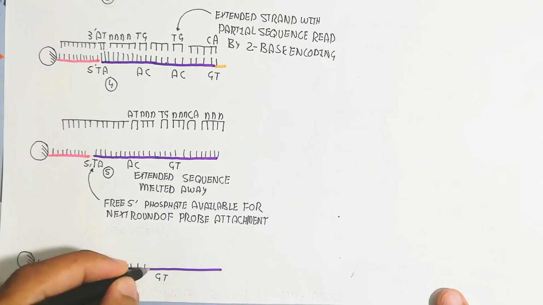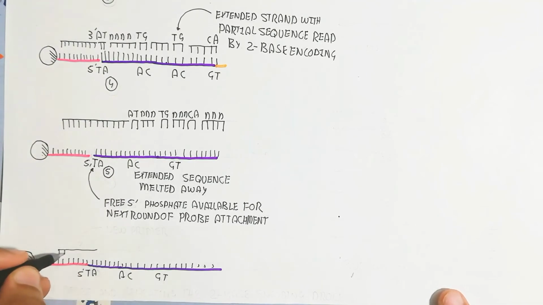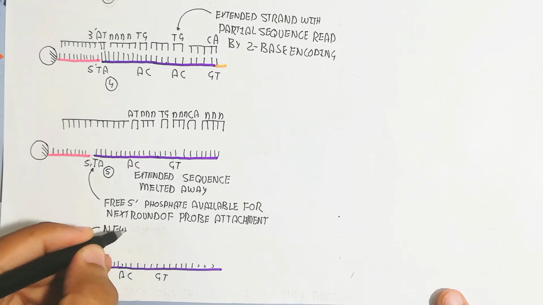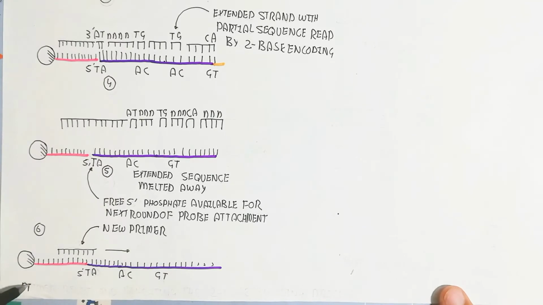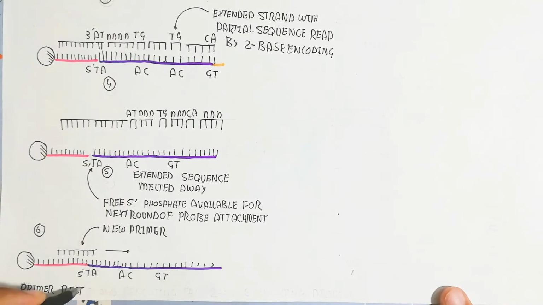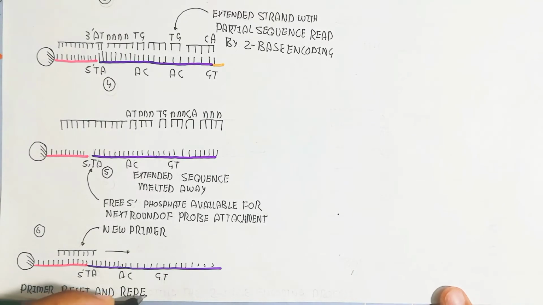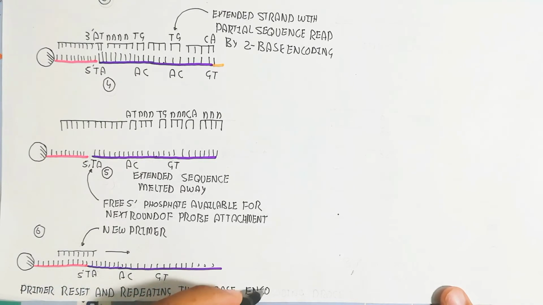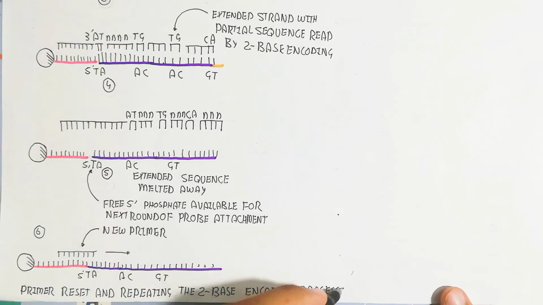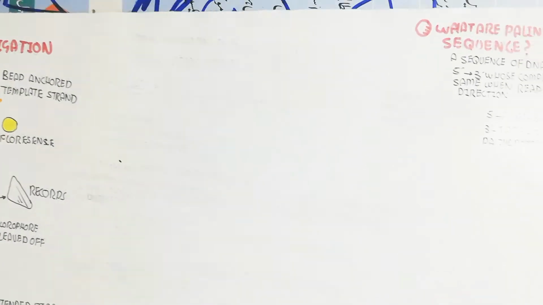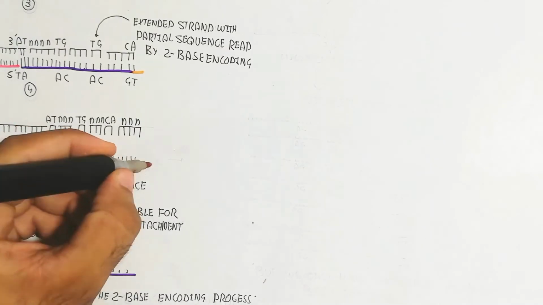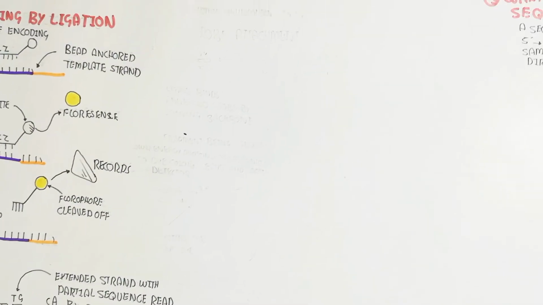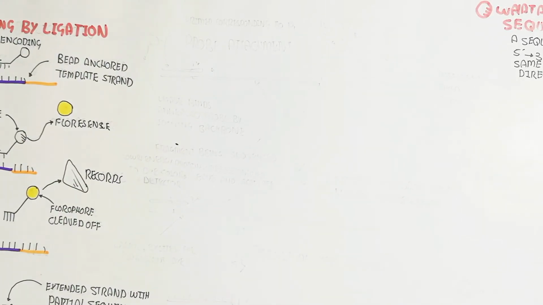So in this way primer can be bind, while in this case the step 5 basically again can be repetition will produce more color, the different type of color. So the different segment can produce the different type of color. So the primer can bind after this, the step 6, and the new primer will bind, will anneal, the primer reset and repeating the 5 base encoding process.